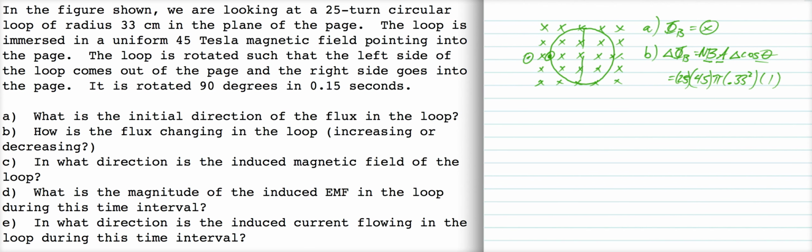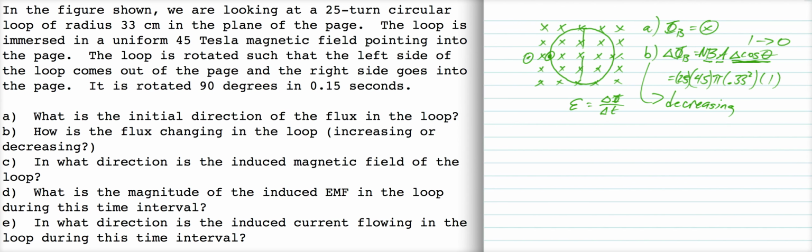Now the EMF is delta phi over delta t. I guess I got a little bit ahead of myself, didn't I? For the answer to B, it says, how's the flux changing in the loop? Well, it's decreasing. Sorry about that. And it's decreasing because delta cosine theta is going from 1 down to 0, right?